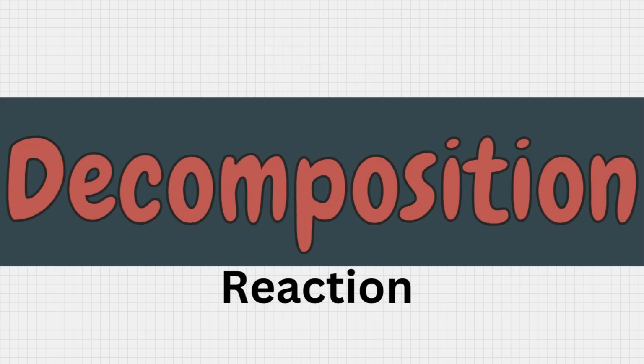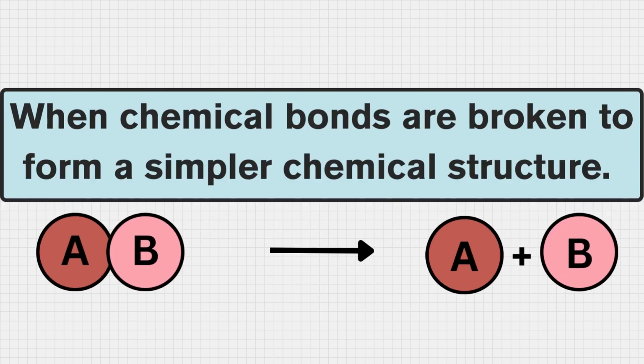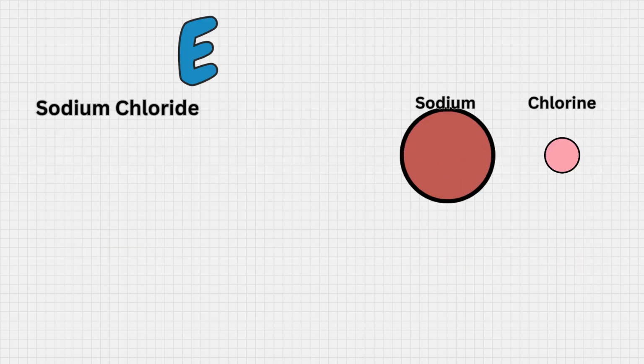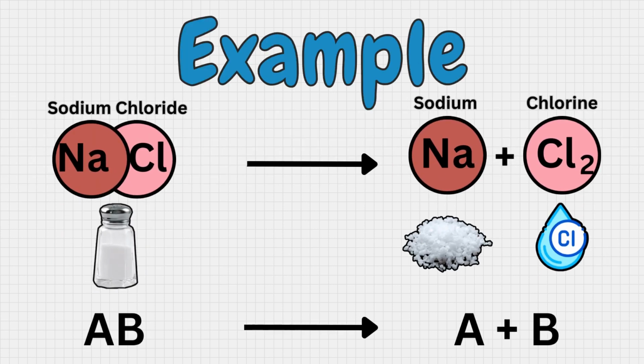Next is decomposition reaction, which is when chemical bonds are broken to form a simpler chemical structure. AB creates A plus B. For example, NaCl, which is sodium chloride, then becomes Na, which is sodium, and Cl, which is chlorine.